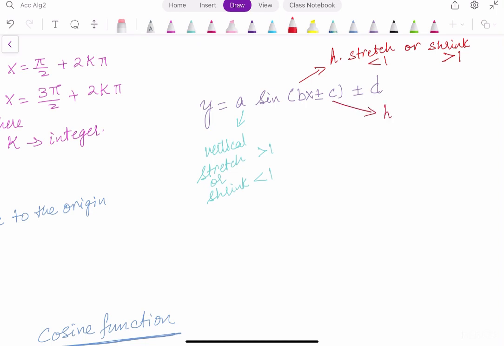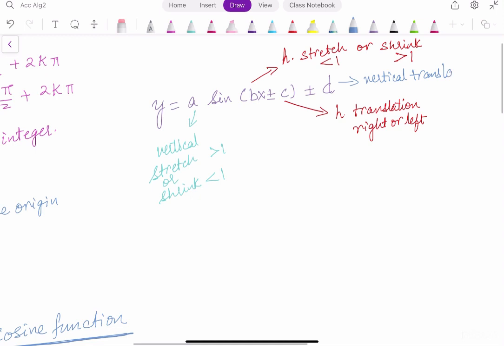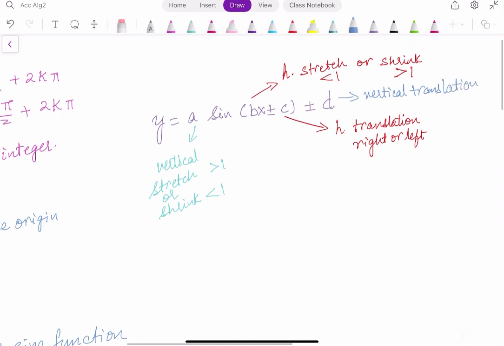Now the another component is c. So c is added or subtracted with x. So that represents the horizontal translations to the right on the graph or to the left on the graph. This c will also help us to, the whole entire parentheses bx plus or minus c will help us to calculate few other things as well. So d is the vertical translation. That means we are creating a new x-axis, up above the original x-axis or below the x-axis.